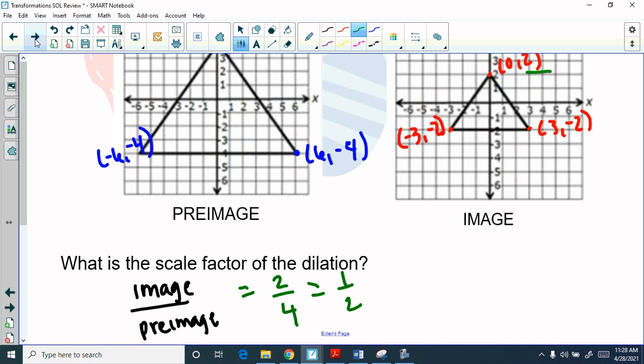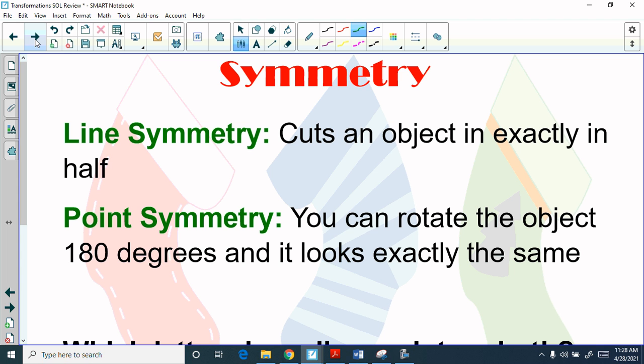The last thing I'm going to talk about in this video is symmetry. So we've got two types of symmetry. We've got line symmetry and point symmetry that we're going to talk about. There's also rotational symmetry. Point symmetry is a special rotational symmetry. So line symmetry is when you cut an object in half. So if we had a perfect shaped heart, which I'm not great at drawing hearts, so it's probably not going to be perfect, but you can cut it right down the middle and it would fold on itself. Okay, so that's line symmetry.